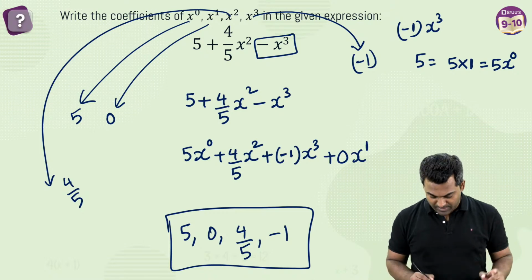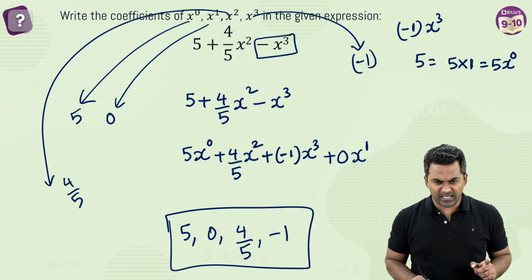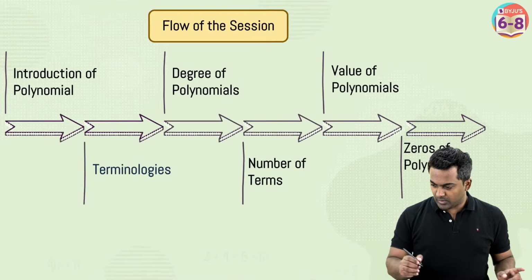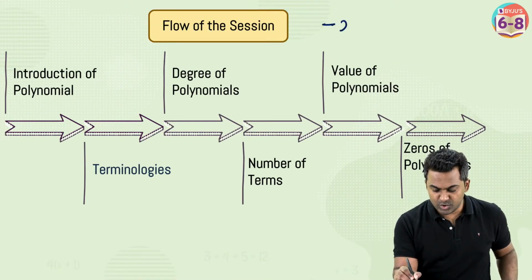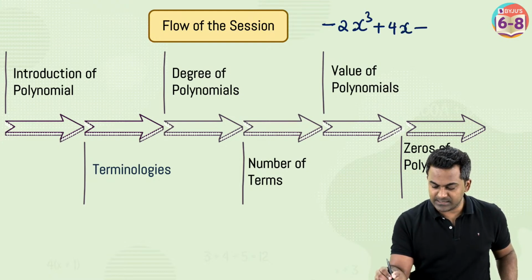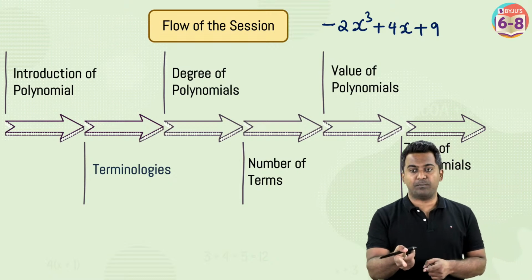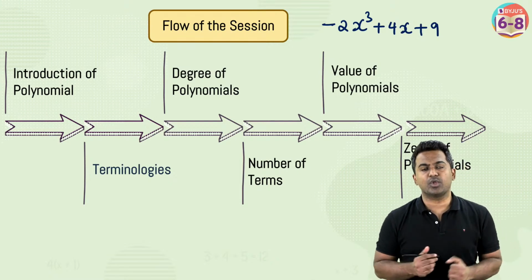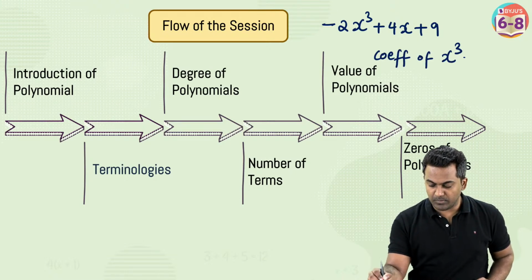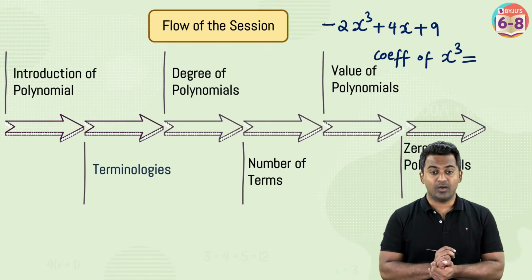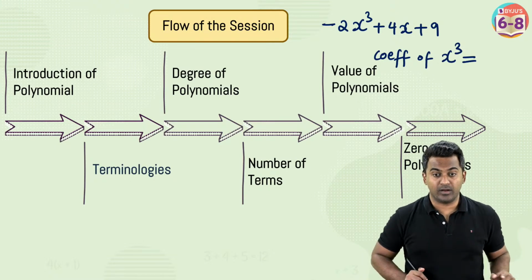All right? Look, I'm going to give you another example here. Just hang on. Okay, let's write this thing here. I'm sure you can see this at the top here. Minus 2x cube plus 4x plus 9. In this polynomial, what if I ask you the coefficient of x cube? Tell me the coefficient of x cube. What will your answer be? What is being multiplied to x cube here?